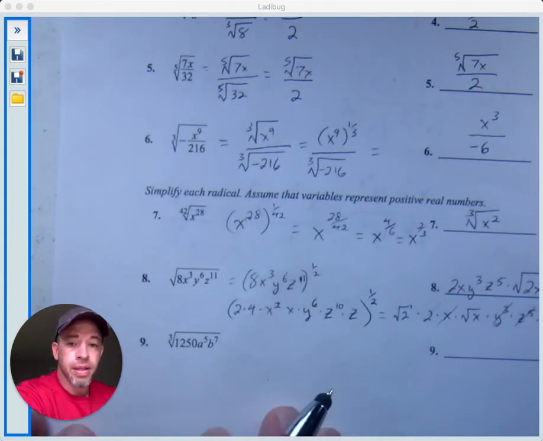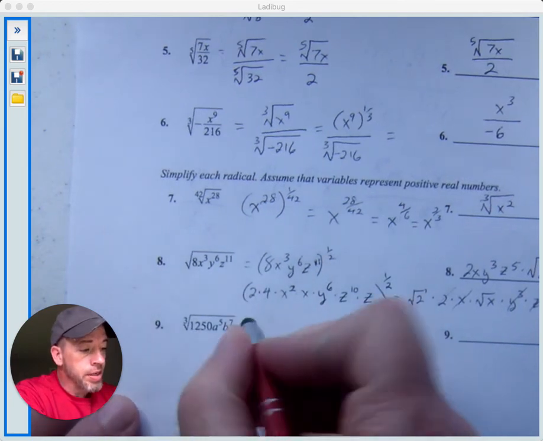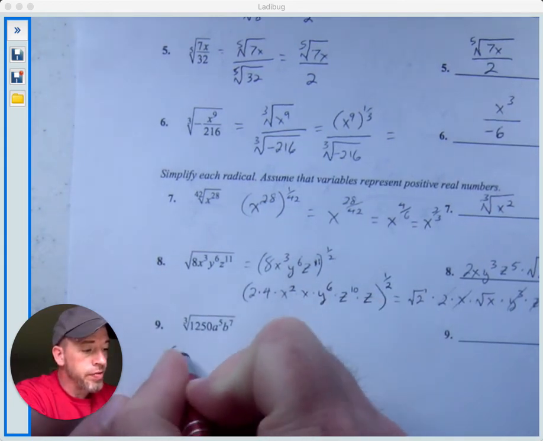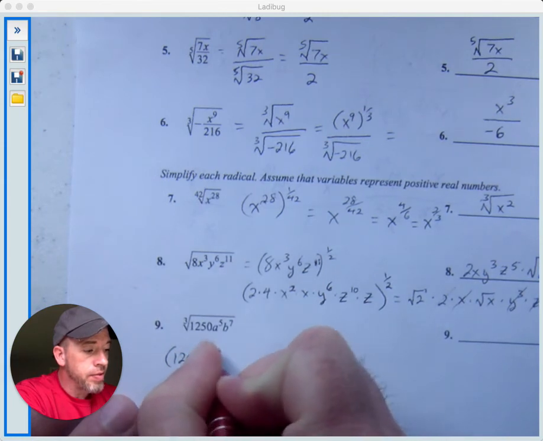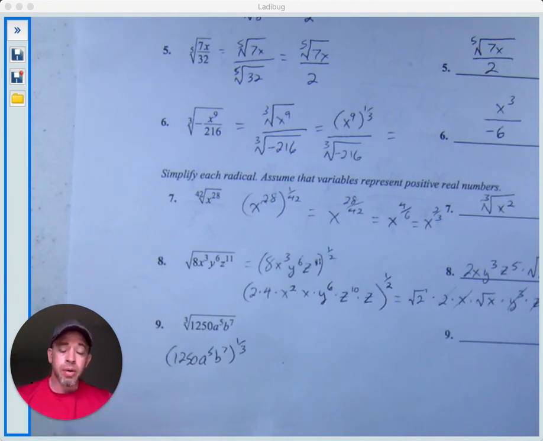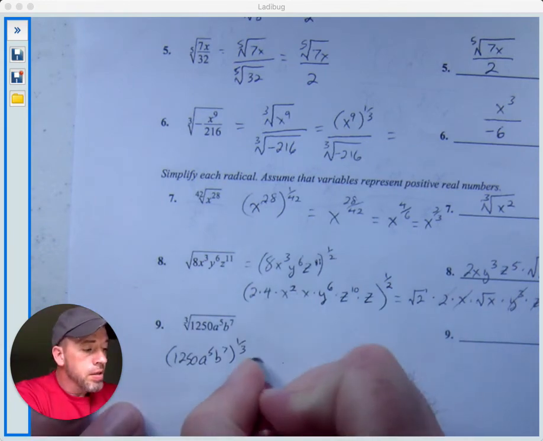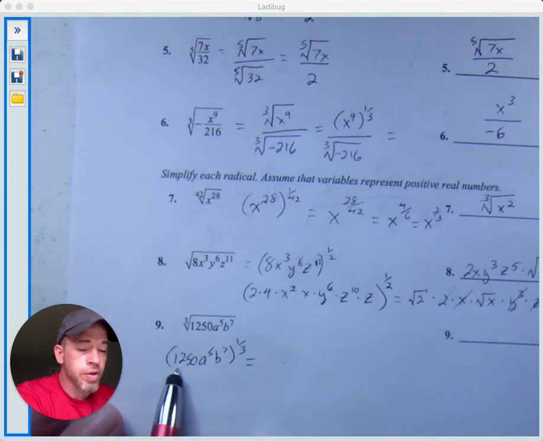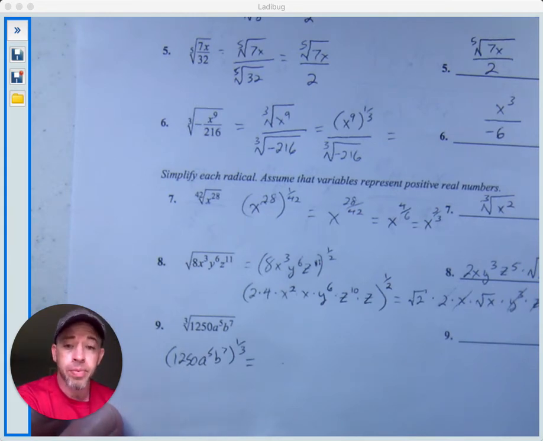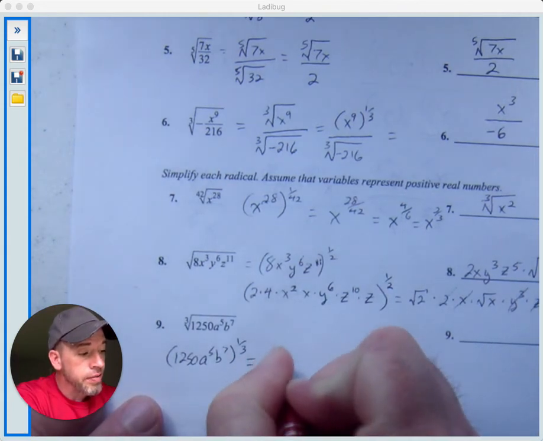All right, so cube root of all this stuff, right? So first thing I'm going to do is rewrite this. So 1250, a to the 5th, b to the 7th, to the 1/3 power. So now what I want to do is try to take out perfect cube factors from all these things. You may look at this 1250 and say, well, 125 is a factor of 1250, and 125 is a perfect cube. So what I'm going to do is write this as 125 times 10.